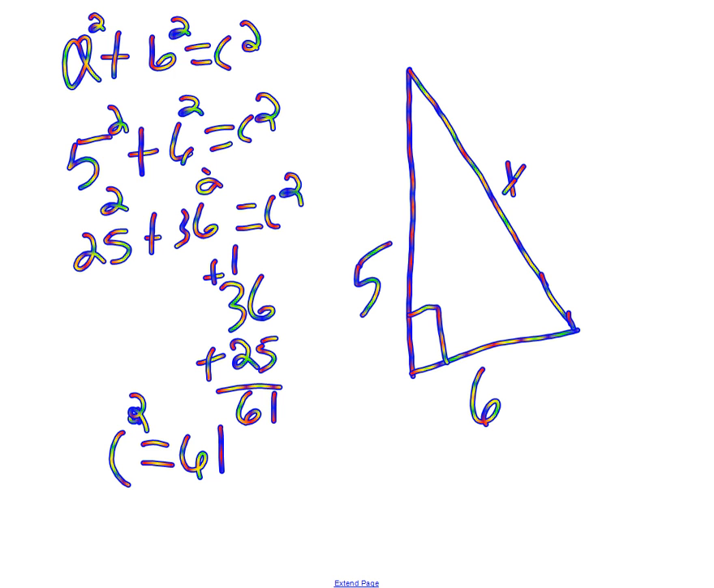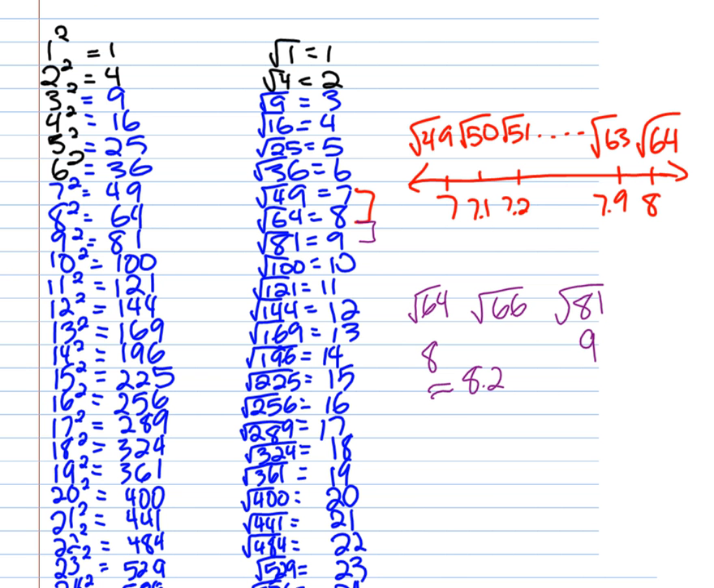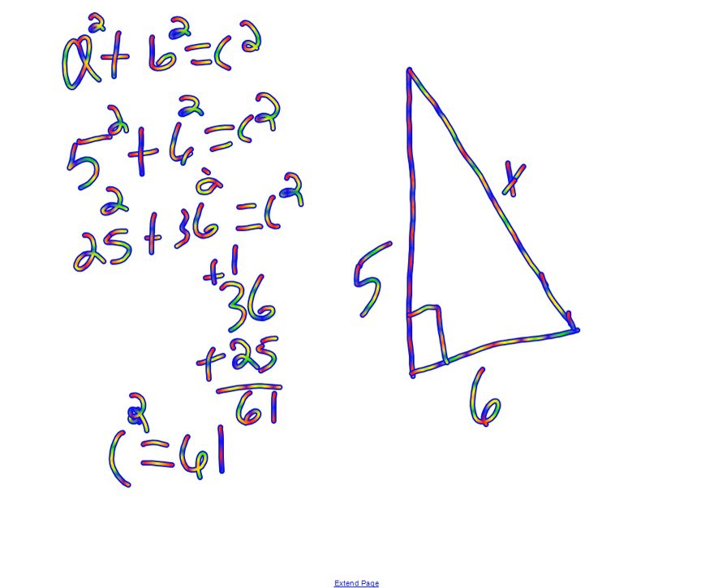And then you go to the chart and look where 61 is. It's in between 7 and 8. So it'll be 7.7 because it's closer to 8. So C equals 7.7.